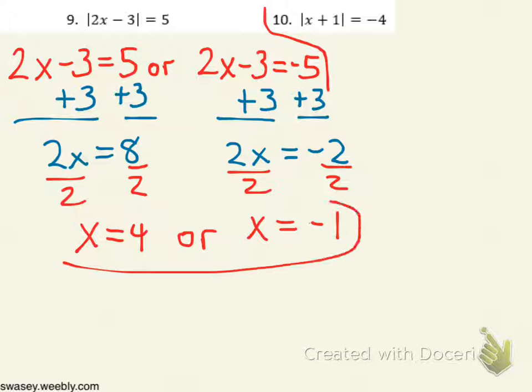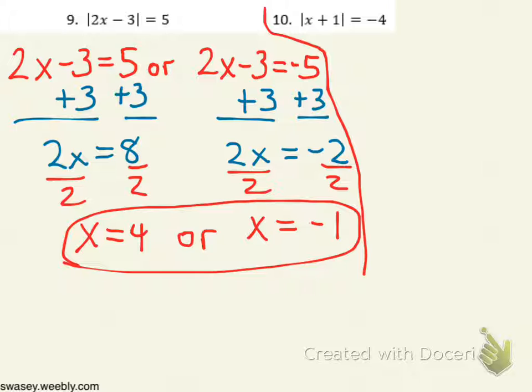So we have two solutions, 4 or negative 1. You can check it by plugging them back in, and evaluate it on the left side, making sure it comes out to be 5. But both of those will work.